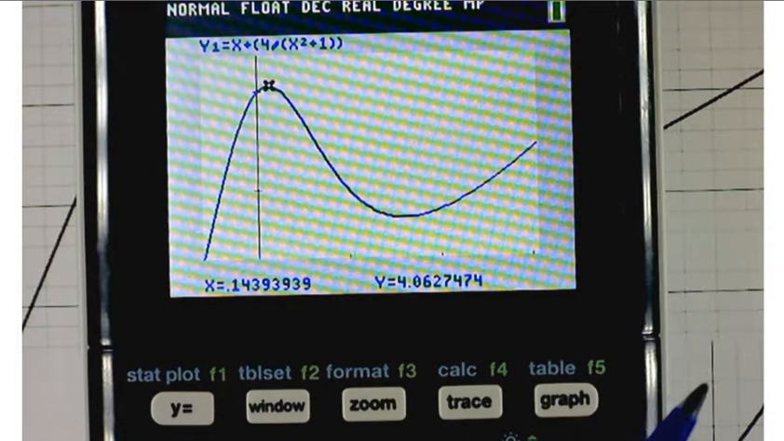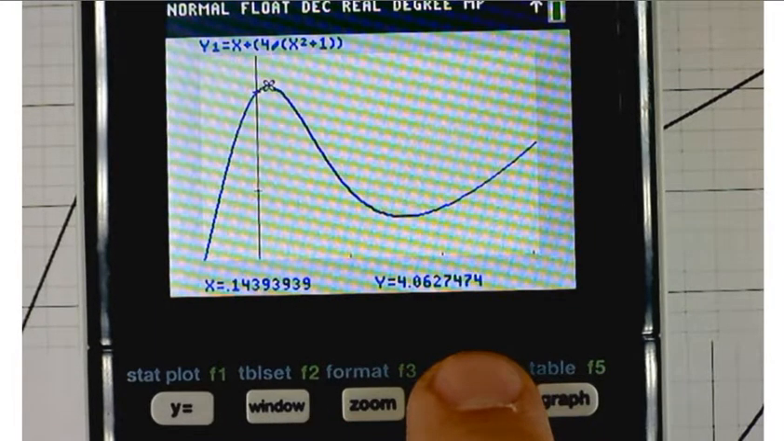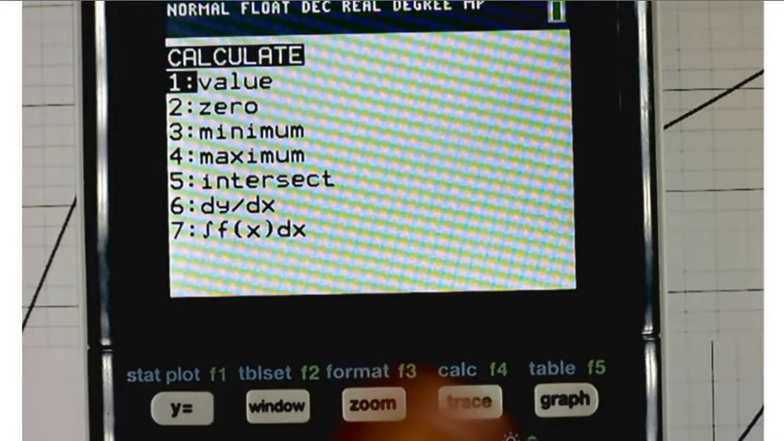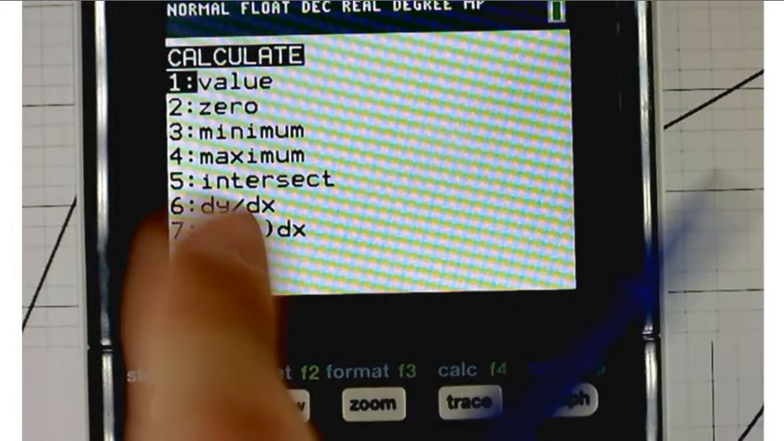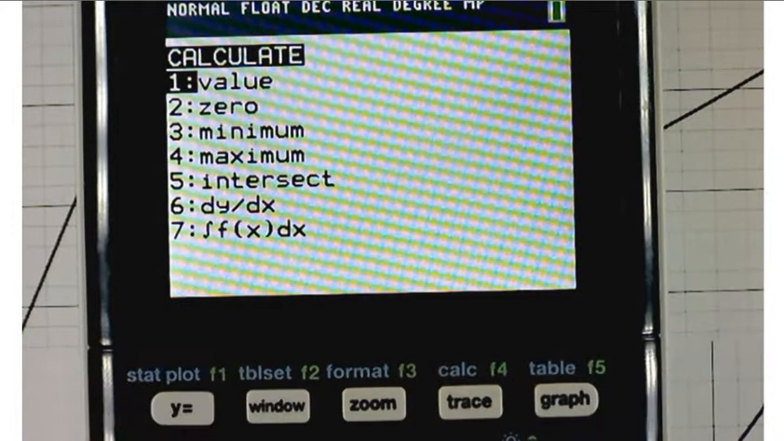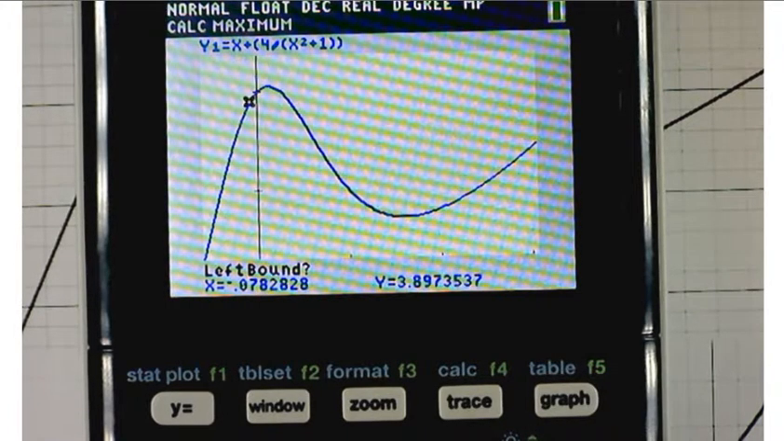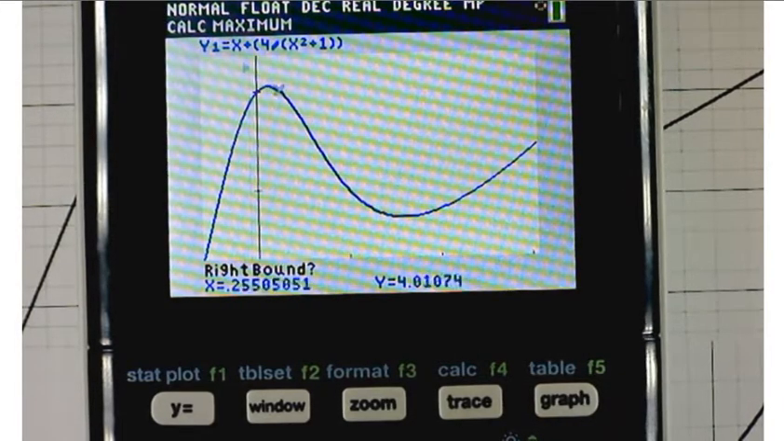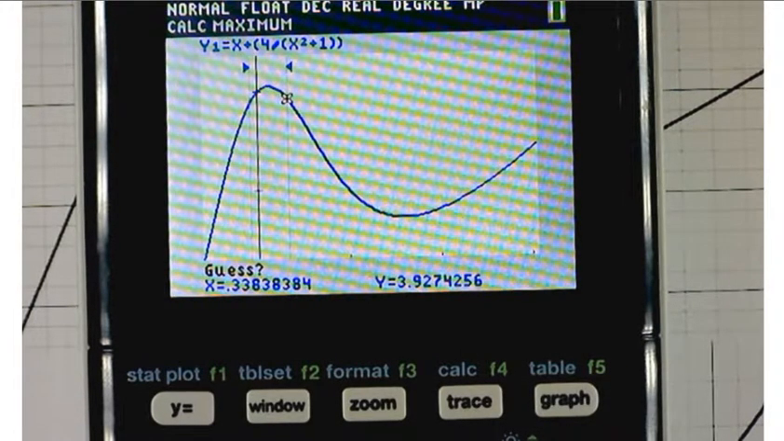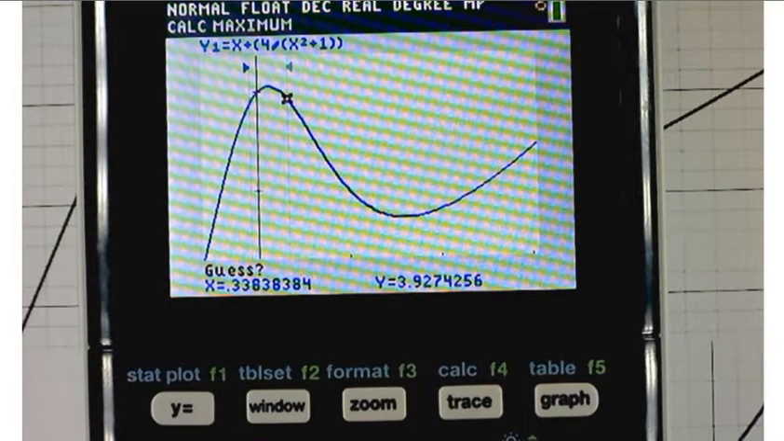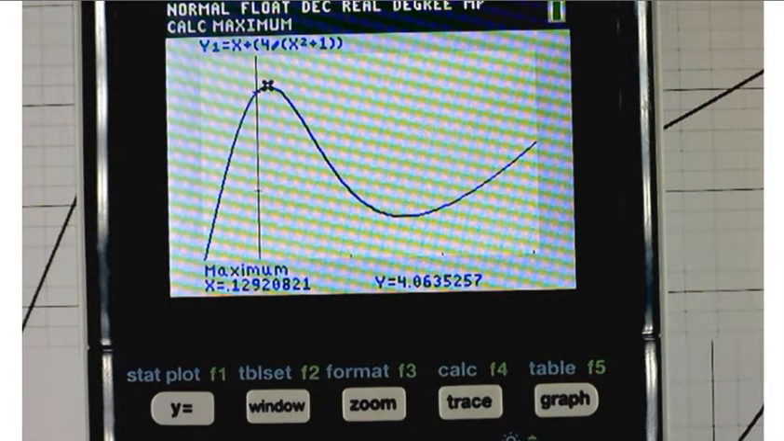Hit the second key, then the calc key, second in calculus. Does it look like something here that might be helpful? Maximum. To find the maximum, just go a little bit to the left of your maximum point, and then press enter. And then to the right of your maximum point, and press enter twice more. And there's your maximum, 0.129.